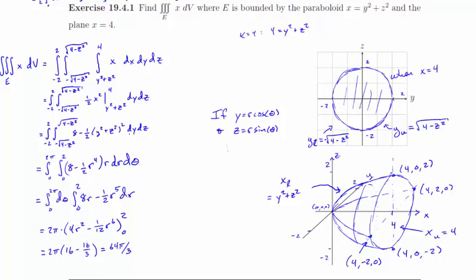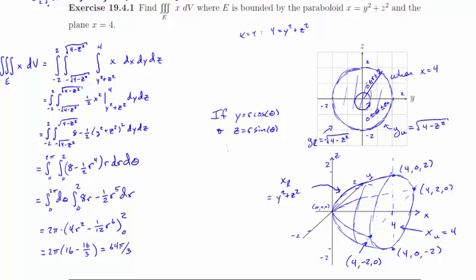Now that we're just in the dy dz integration, if we think of y as r cosine of theta and z equals r sine of theta, then our theta is going all the way around, because when we drew our region in the yz plane, we're going all the way around. It's a full circle, with theta between 0 and 2 pi, and our radius is going from 0 to 2.